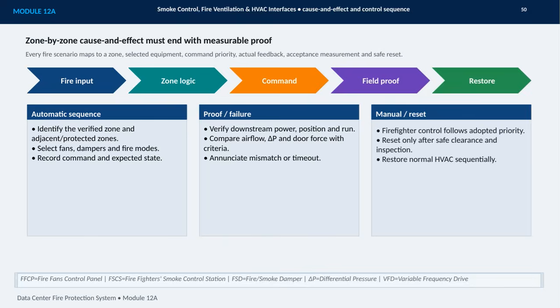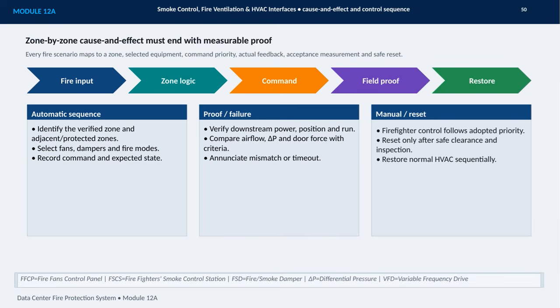This slide defines the control sequence for smoke control, fire ventilation, and HVAC interfaces. The central idea is that every fire scenario must end with measurable proof, not just a command sent from a panel. The sequence begins with the fire input. The system identifies the verified zone, along with adjacent or protected zones, then applies the appropriate zone logic. That logic selects the required fans, dampers, and fire modes, while recording both the command and the expected equipment state.